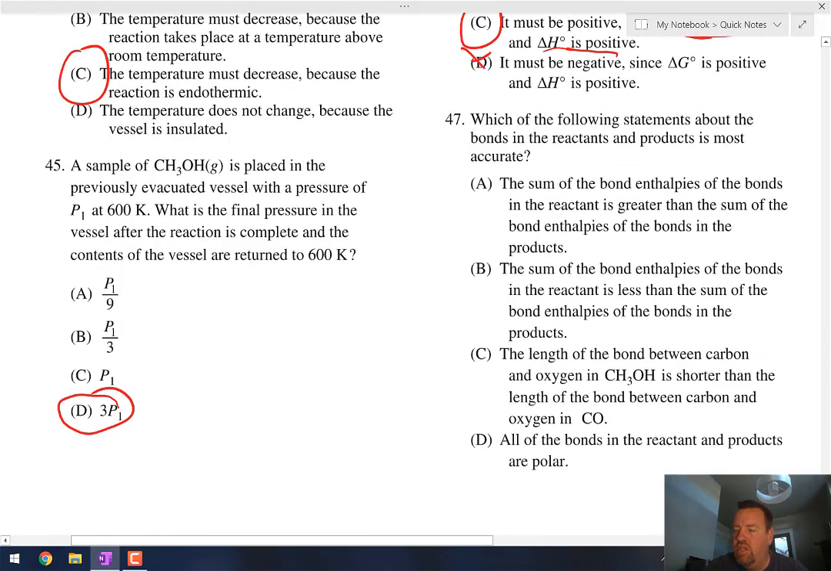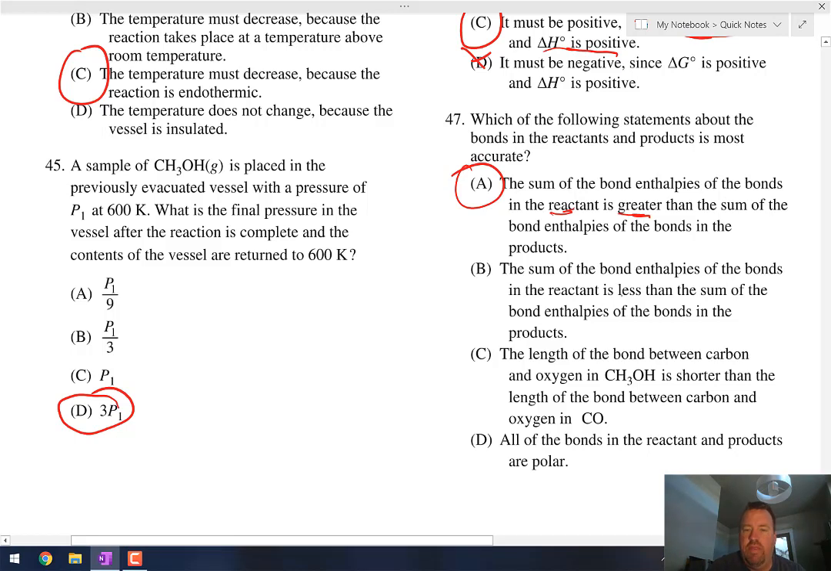Okay, so on A, it says the sum of the bond enthalpies of the bonds in the reactants is greater than the sum of the bond enthalpies in the products. That is the correct answer. The sum of all of those bond energies in the reactants has to be greater than the ones in the products.